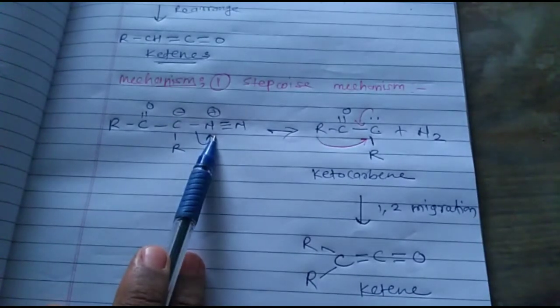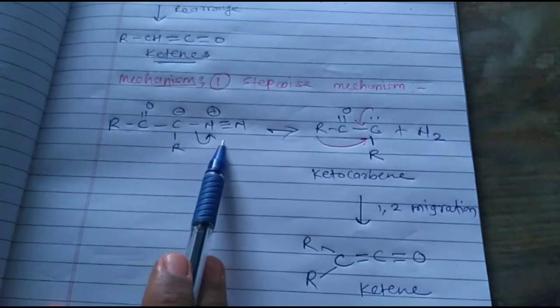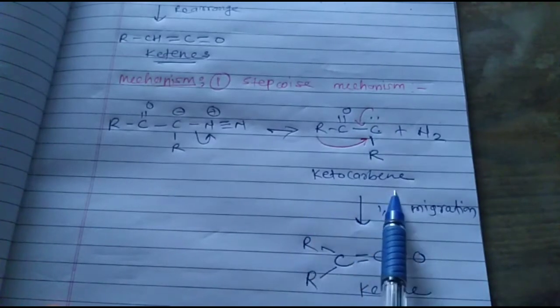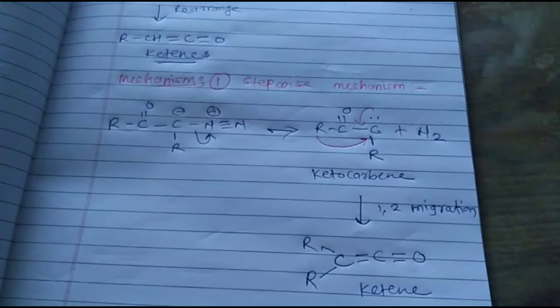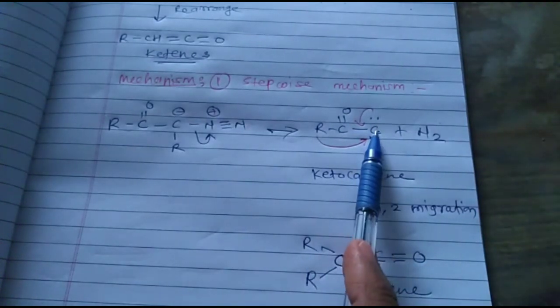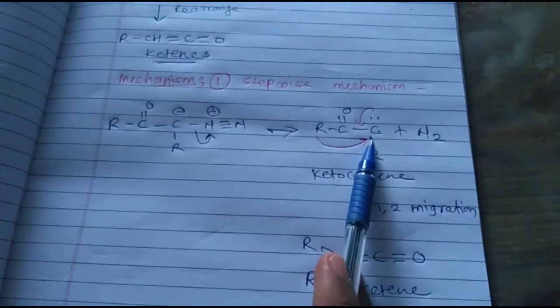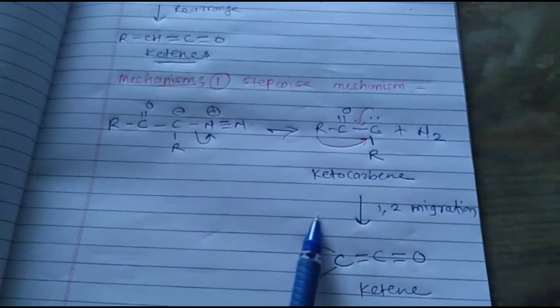This diazo compound or diazoketone, after removing this N2, forms the carbene. This is called a ketocarbene. Here this ketocarbene is a reactive intermediate. In the last rearrangement reactions, we learned the carbocation as a reactive intermediate. Here we are going to learn the carbene as a reactive intermediate. In the Wolff rearrangement, carbene is the reactive intermediate, but it is rearranged to ketene. Okay, this is the stepwise mechanism of the formation of the ketene.